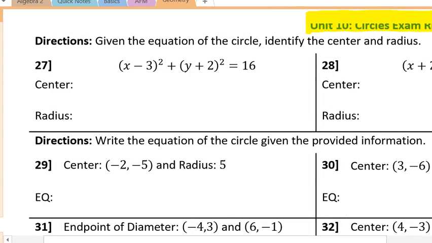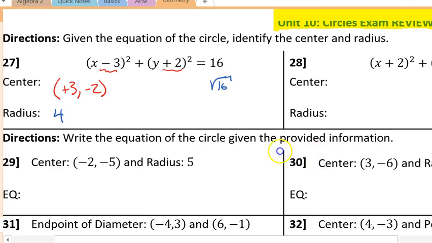Given the equation of the circle, identify the center and the radius. Well, my center, this is my opposite x value and opposite y value. So that means my center is at positive 3, negative 2. So opposite of negative 3 is positive 3, opposite of positive 2 is negative 2. My radius is going to be the square root of whatever number is listed here. So the square root of 16 is going to be equal to 4.